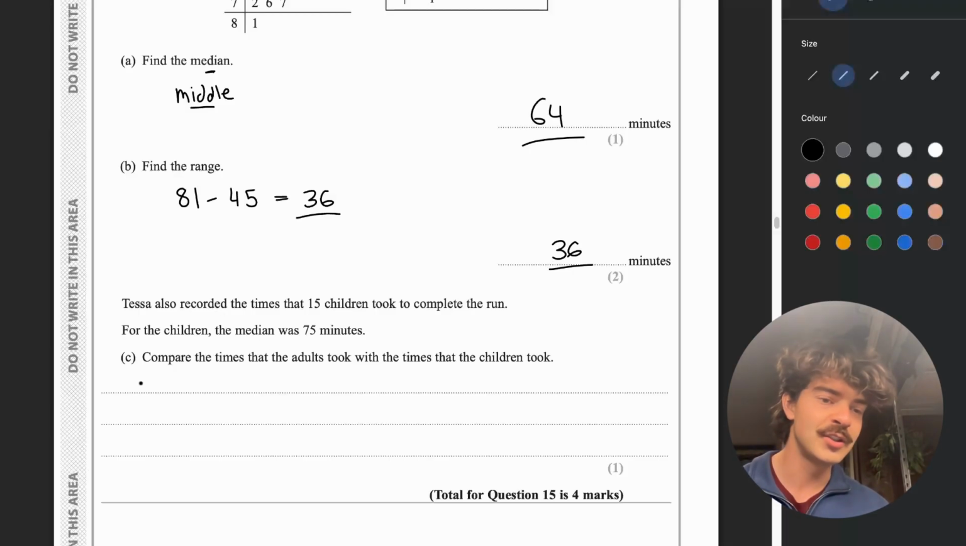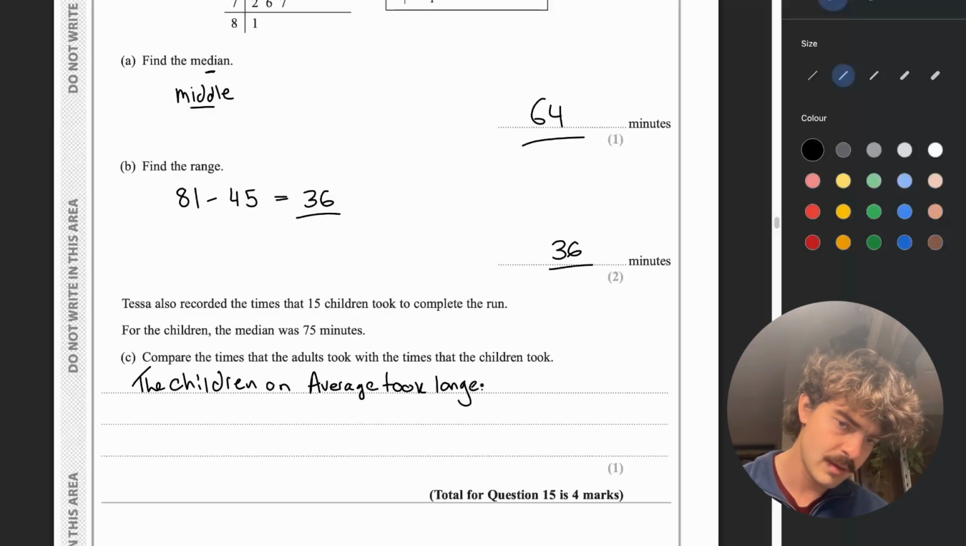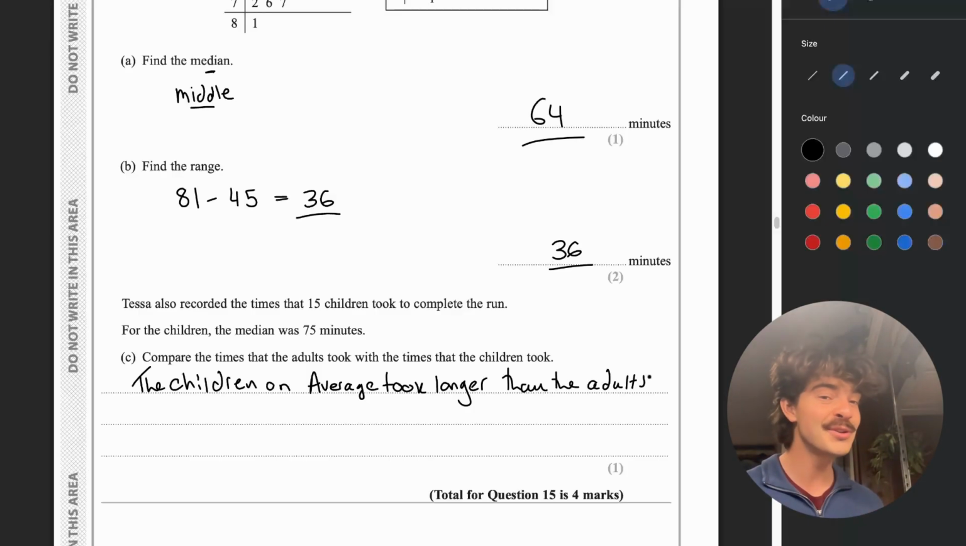So, the children, on average, took longer than the adults. Now, this would be okay, but would you guarantee the mark?